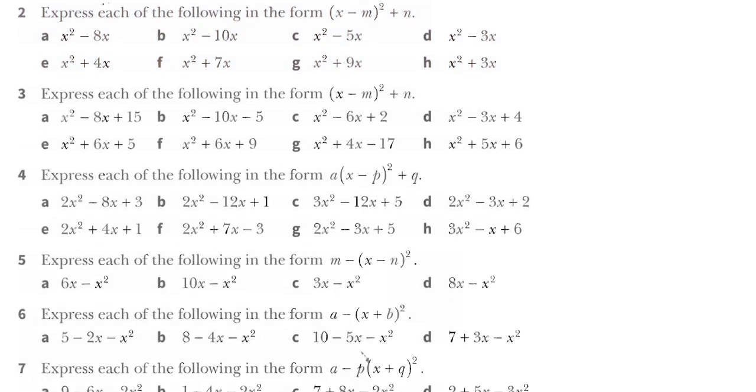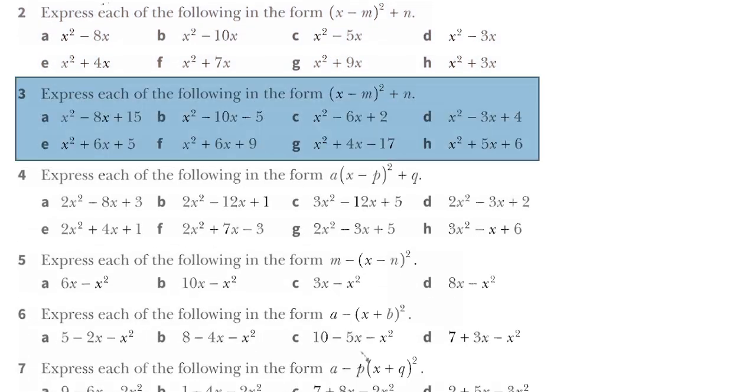What is question number 3? Express each of the following in the form of x minus m whole square plus n. It looks like the same question. The requirement of question number 2 and question number 3 is the same. But what is the difference? You can see in question number 2, in each and every part from A to H, you are seeing two terms. But in question number 3, in each and every part from A to H, there are three terms.